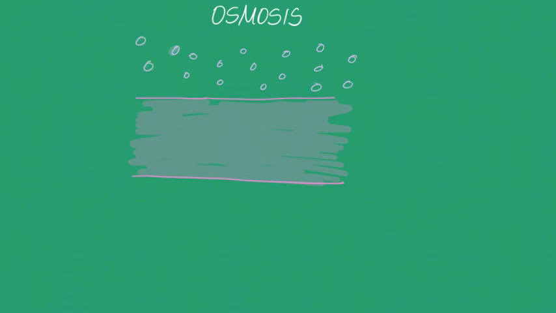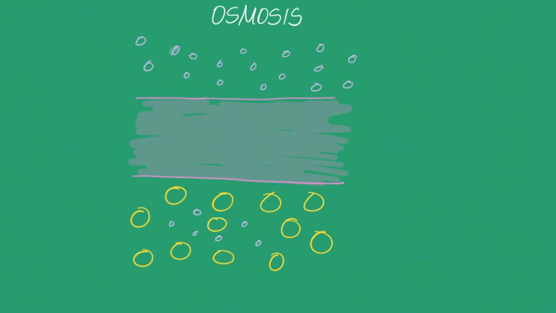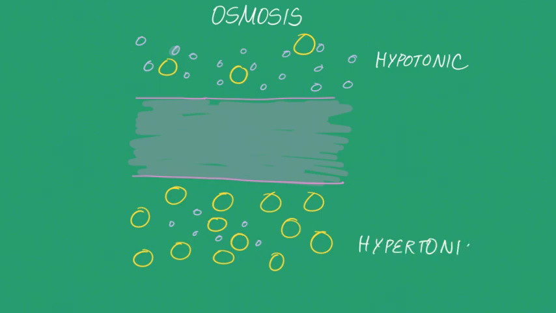Let's imagine that this is the outside of the cell and those little lavender circles are water molecules. On the other side is the inside of the cell, and what you see in yellow are the solute particles. The outside of the cell has fewer solute particles and more water molecules, and so we say that it is hypotonic. The inside has fewer water molecules and has more solute molecules, and so we say that it is hypertonic.